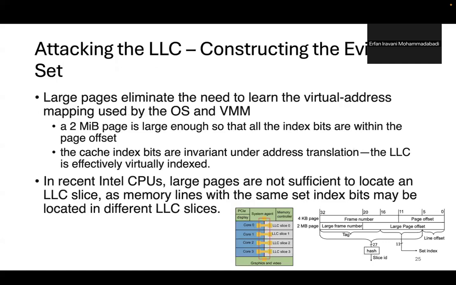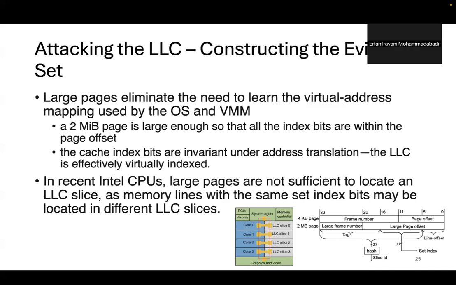So now how can we construct an eviction set? Large pages become useful here. A 2 MB page is large enough so that all the index bits are within the same offset. This means the translation from virtual to physical memory does not affect the index bits. So the attacker does not need to reverse engineer the full address mapping.